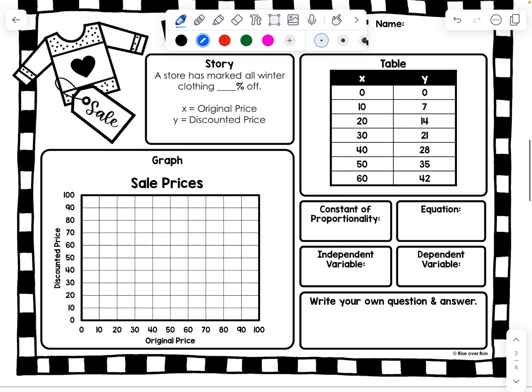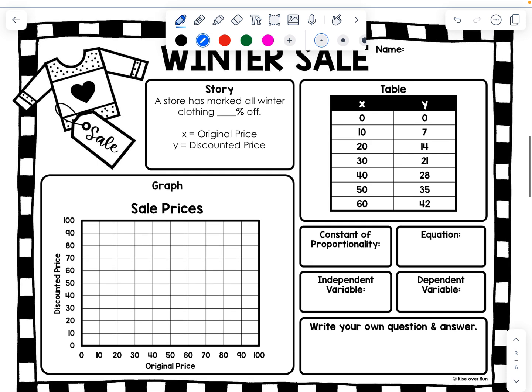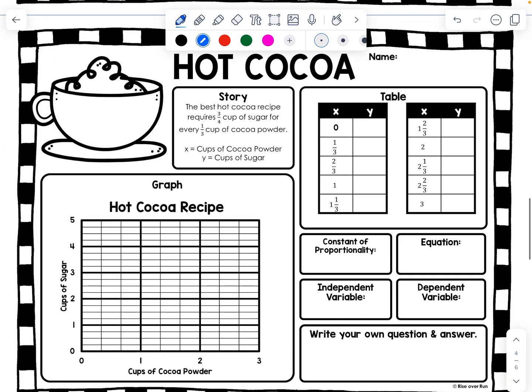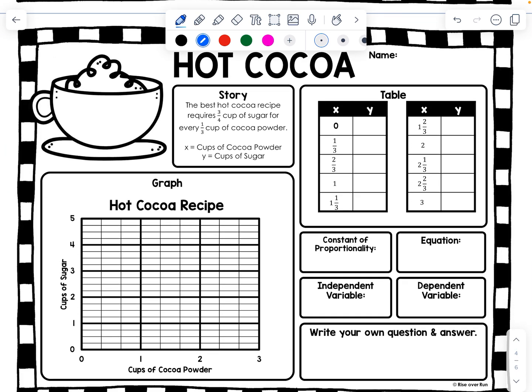Winter Cell has the information on the table. You can see it right here, so we can fill it out really easily. And hot cocoa has that information also on the table, okay? So be careful. This one has fractions, but no problem. We have to work on that.